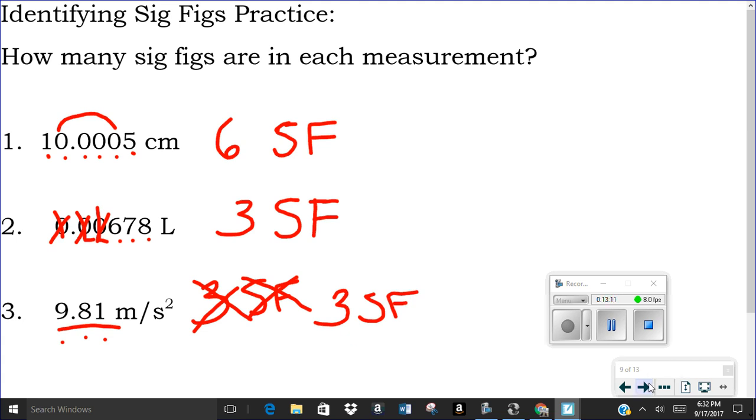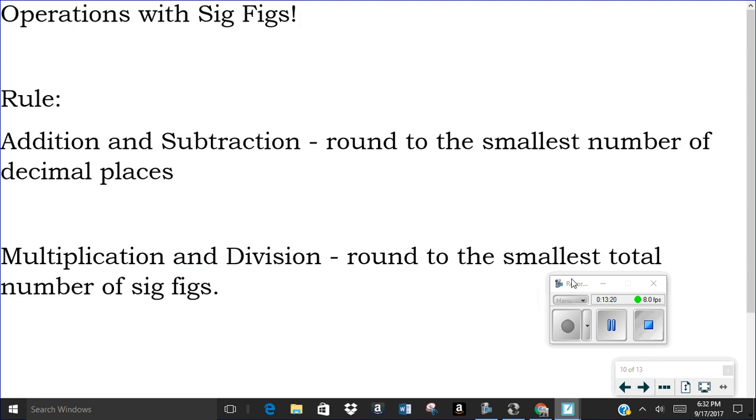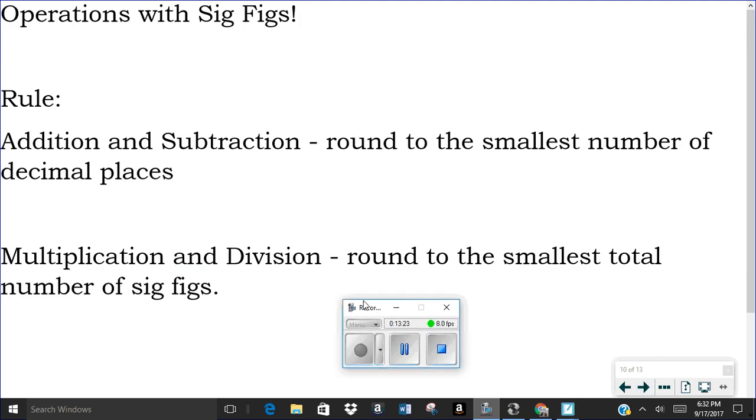Now let's figure out how to perform mathematical operations with these particular significant figured measurements. 2 rules. Please pause the video and write these down. First rule, addition and subtraction. When you are adding or subtracting measurements, you will round to the smallest number of decimal places, the smallest number to the right of the decimal. However, when you are multiplying and dividing, you will round to the smallest total number of significant figures in the measurement. And we will give you examples of those on the next slide.